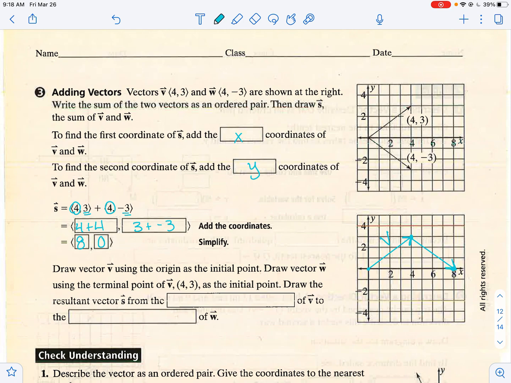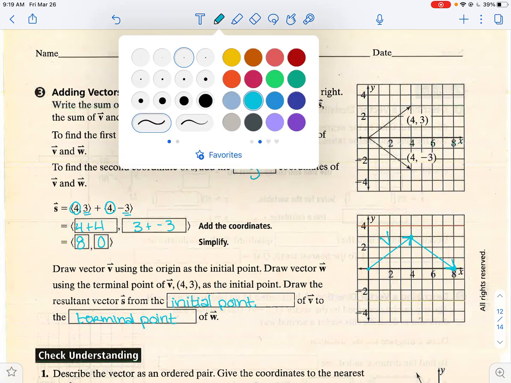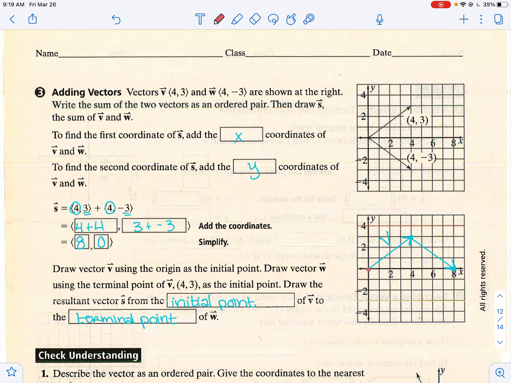Okay, now it says draw the resultant vector s from the initial point of v to the terminal point of w. So you start at the beginning of v and you end at the end of w. Start here and end here where w ends. So if we do that, we just end up with a straight line from 0 to 8. And that is our resultant vector s.